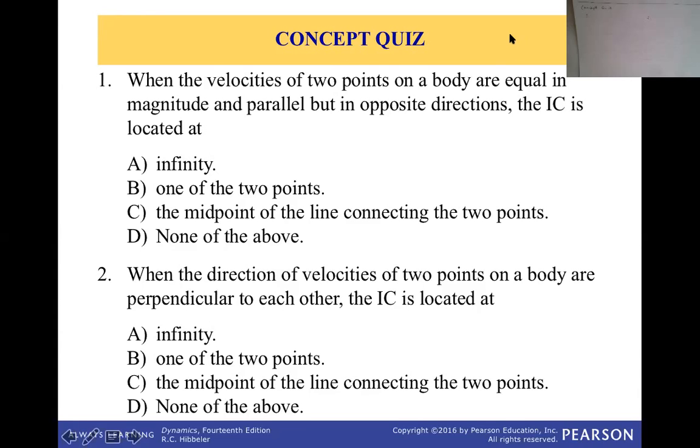All right, so I have closed the breakout room, so all of you are back. So let's take a look at the concept quizzes here first.